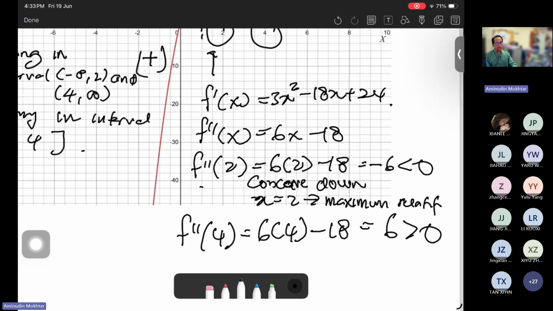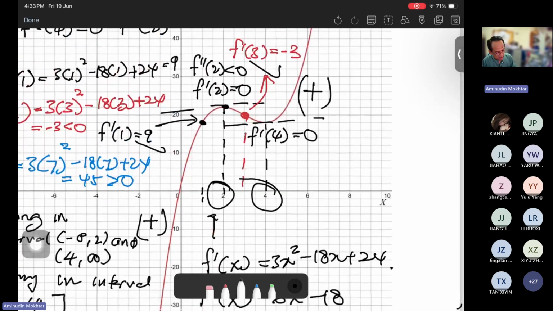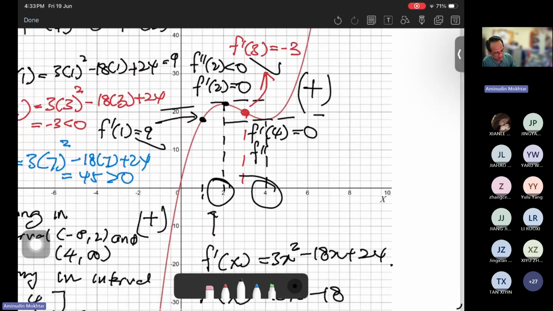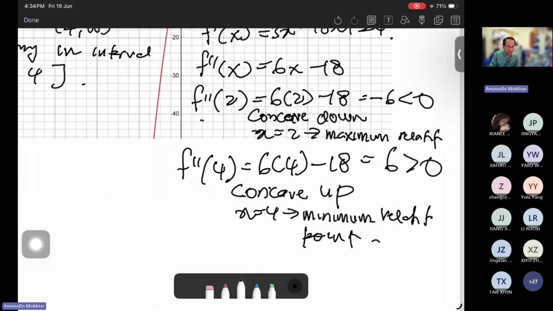So based on this graph, we can conclude the second derivative at this point is positive. So the function is concave up. So this function has two critical points. There is x equal 2 and x equal 4.